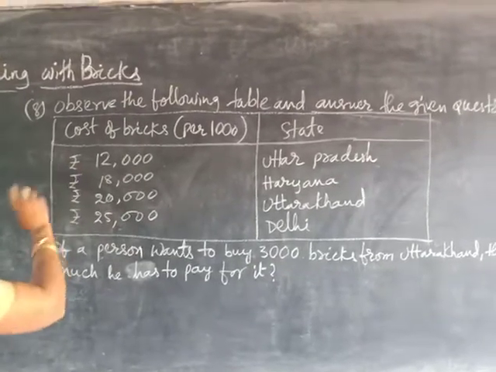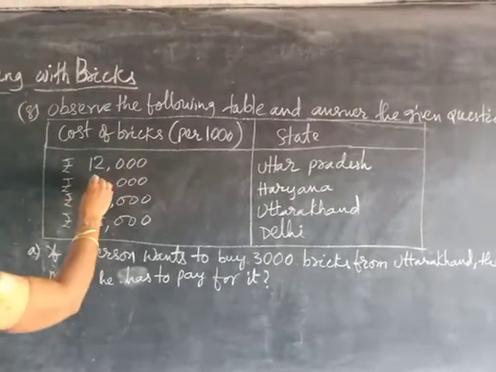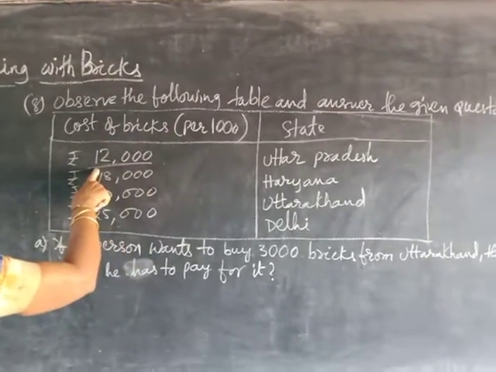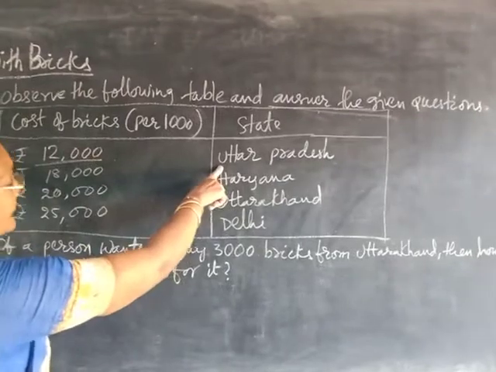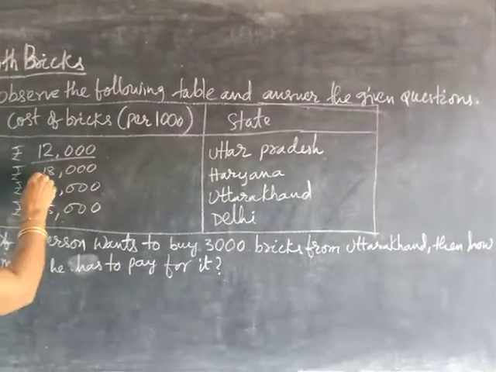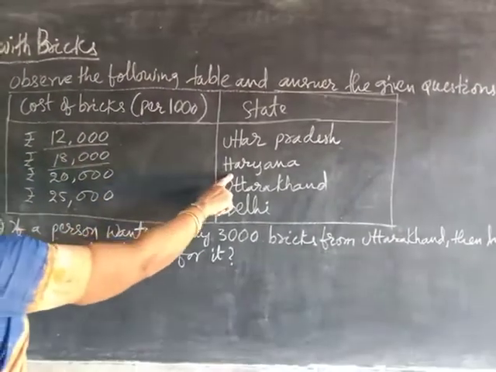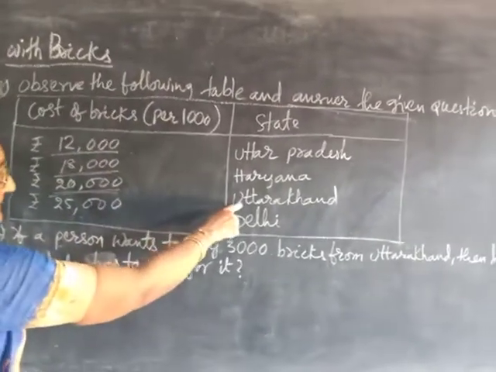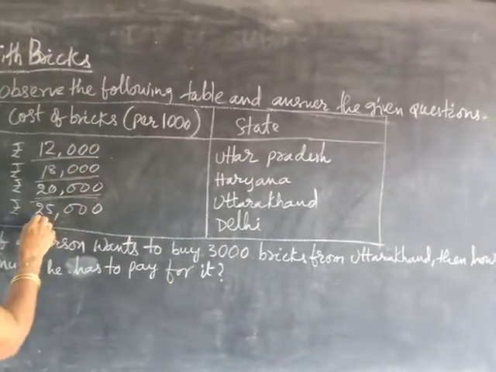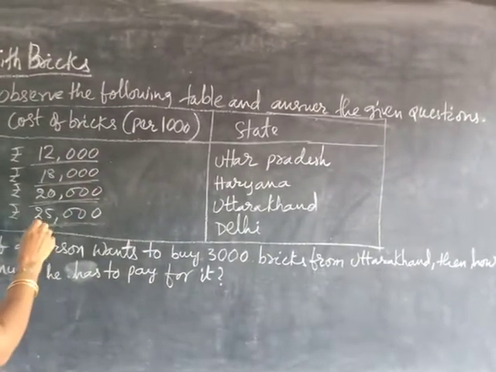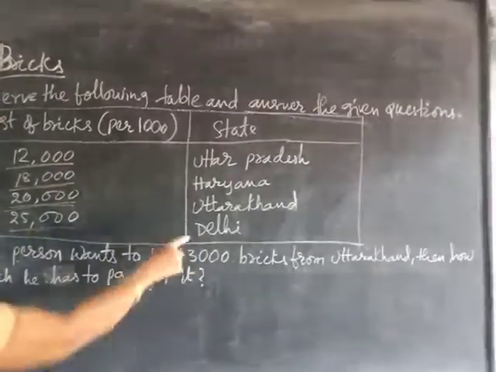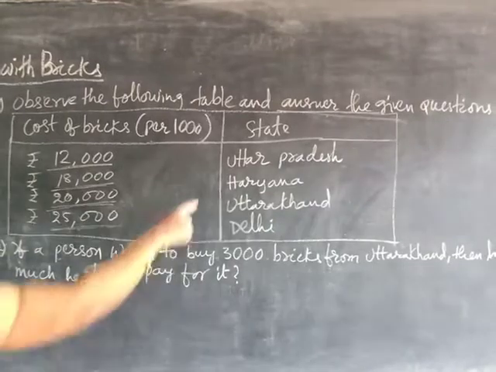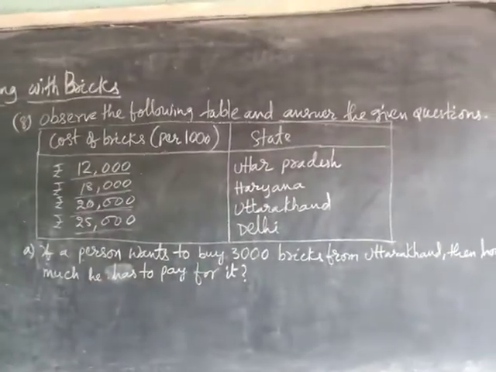How to do? See, cost of bricks per 1,000. 1,000 bricks cost 12,000 rupees in Uttar Pradesh. And 1,000 bricks cost 18,000 rupees in Haryana. And 1,000 bricks cost 20,000 rupees in Uttarakhand. Then 1,000 bricks cost 25,000 rupees in Delhi. Okay, these are the costs of bricks per 1,000 in Uttar Pradesh, Haryana, Uttarakhand and Delhi.